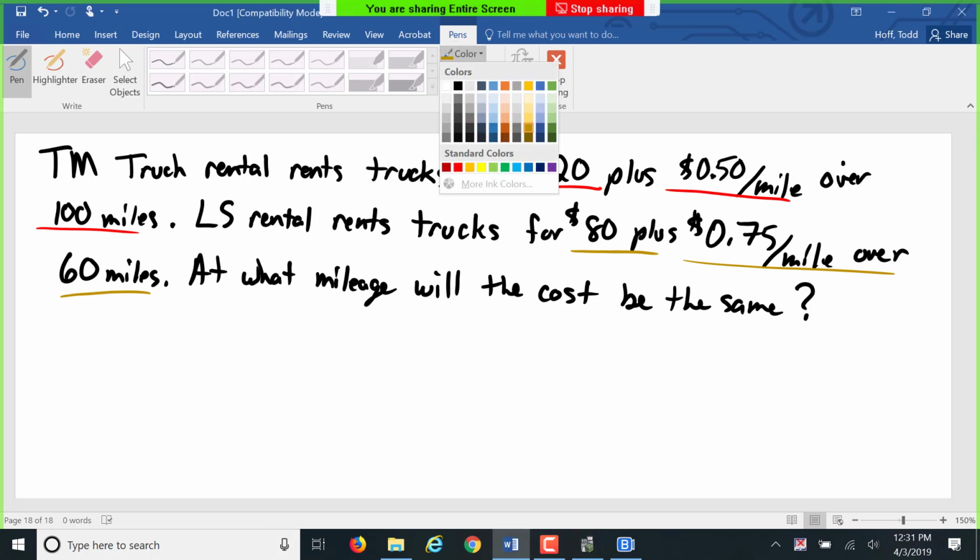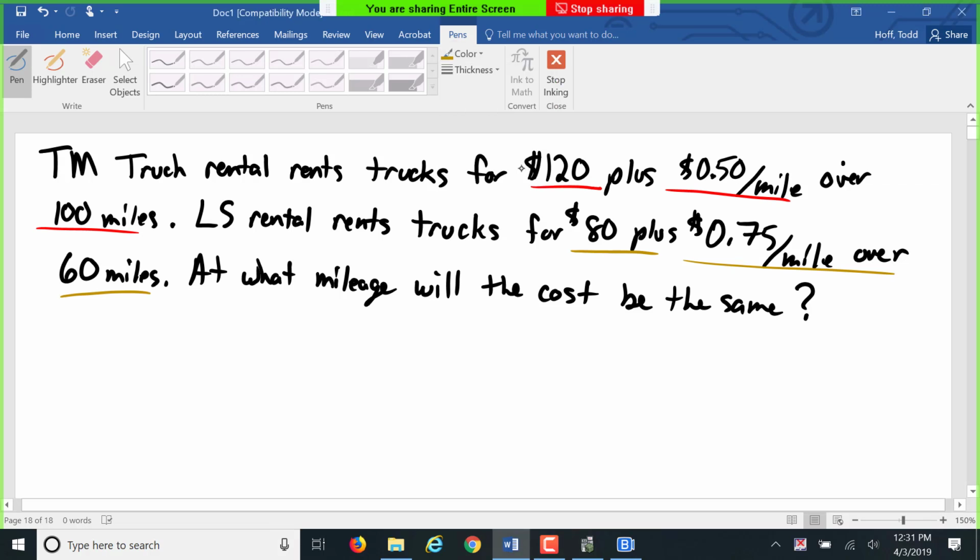So this problem is involving two piecewise functions. So let's do the two functions. We're going to do T of x, the piecewise function for TM Trucking. Now it is $120 for x less than or equal to 100 miles. If we go over that, it's a little bit trickier.